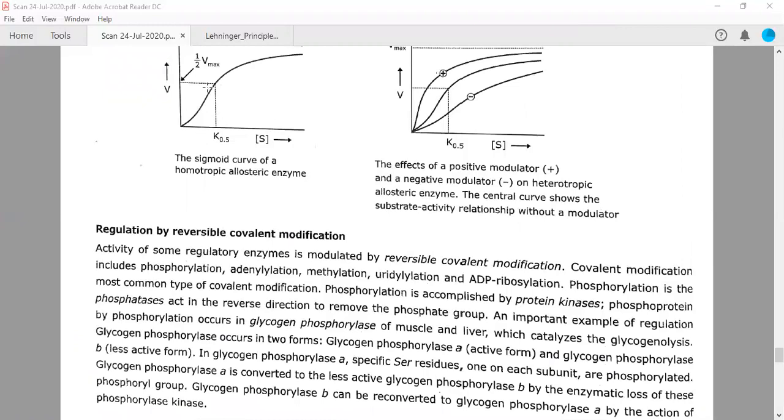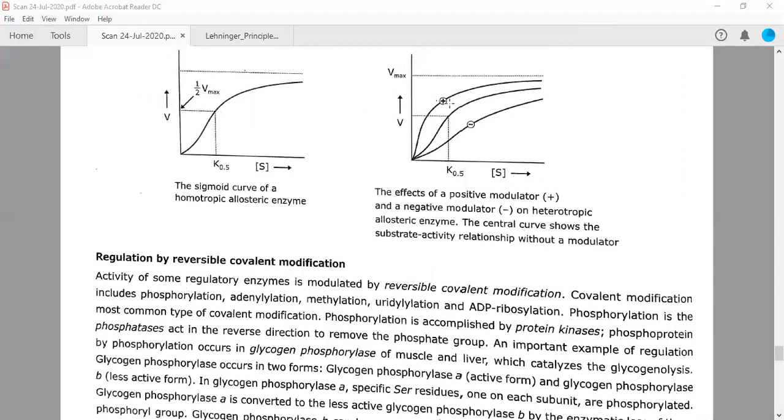Then this is how you can calculate K half from the half Vmax value in the case of a sigmoid curve also. Generally they will show positive and negative influences: positive is when the curve shifts towards the left-hand side, and negative is when it shifts towards the right-hand side or lower side.